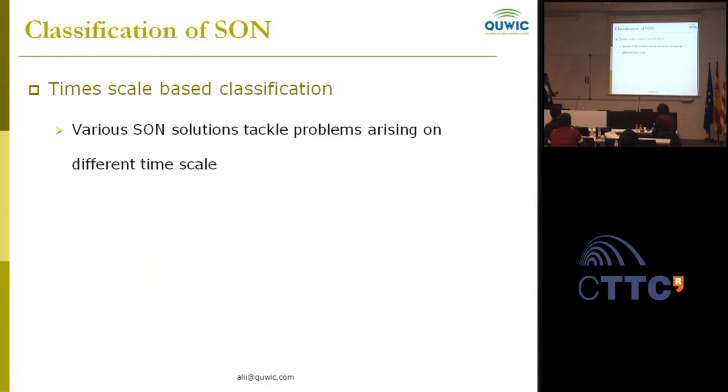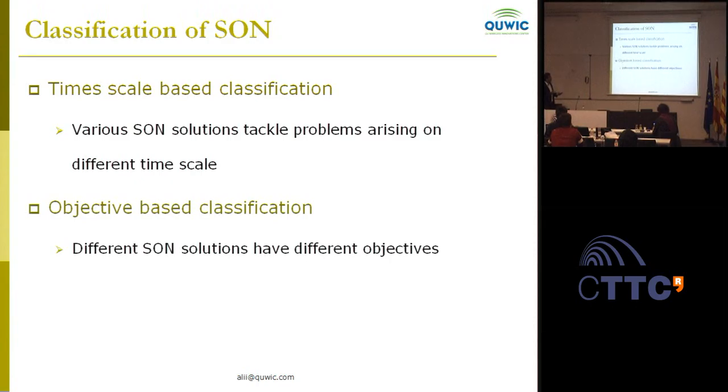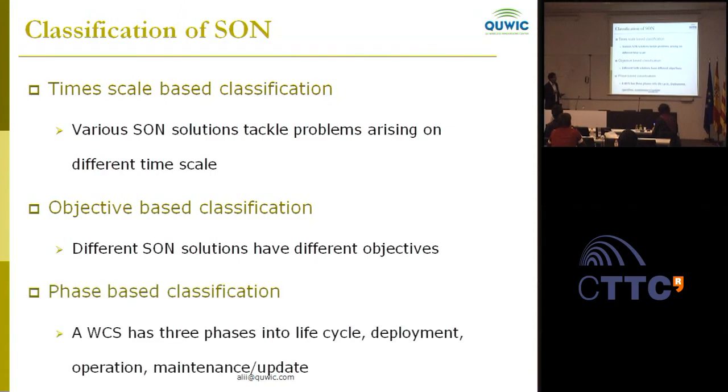Once we understand what SON is, now we need to have some framework to put them in different categories. First category is natural time scale based classification. Different SON operations have different time scales. Objective-based classification: every SON operation must have an objective. Phase-based classification: cellular systems have a life cycle of 3 phases: configuration, optimization, and healing.